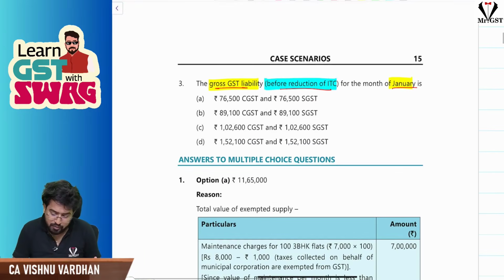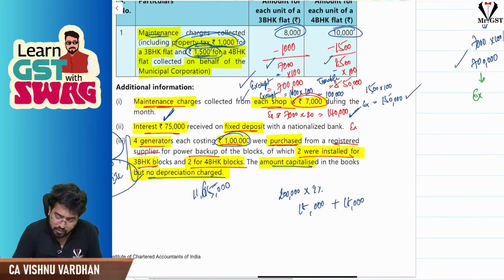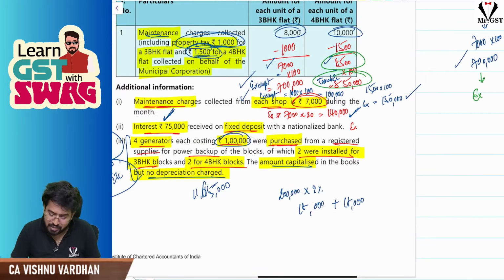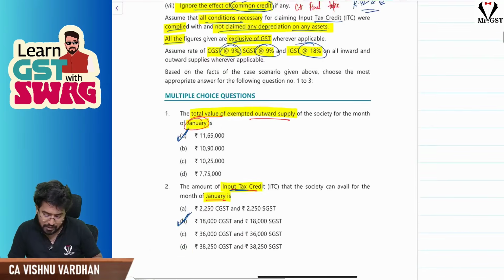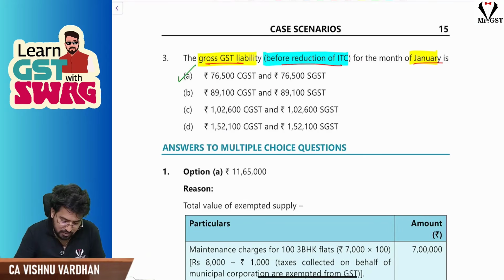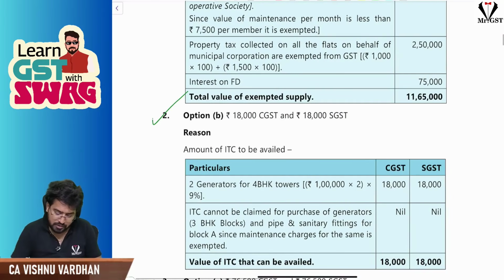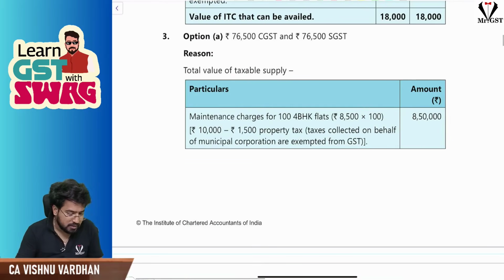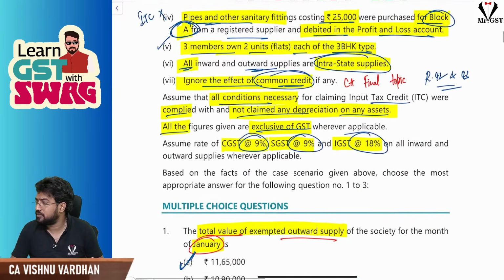Next, gross liability before reduction. If you see here, only this 8 lakh 50,000 is taxable one. Remaining everything is exempt. This 7 lakh, 1 lakh, 1 lakh 50, 1 lakh 40, all these things are exempt. So 8 lakh 50 is only taxable. 8 lakh 50 into 9%, 9% we have to go. Okay, because in the option also they have given CGST, SGST separately. So 76,500. This should be the right answer. So 11 lakh 65,000 we got, 18,000 we got, and 76,500 we got. That is case scenario number 4 for you, my dear friends.